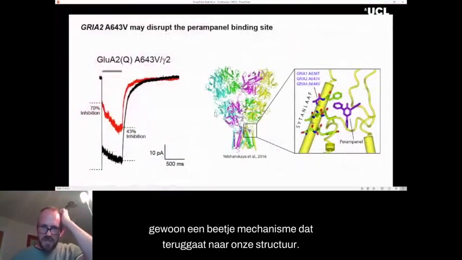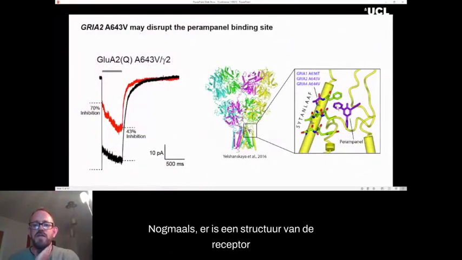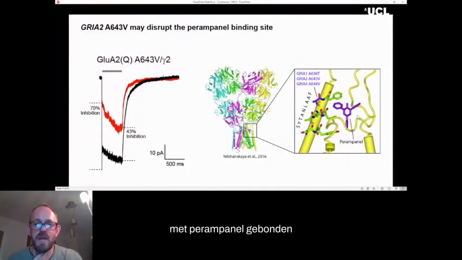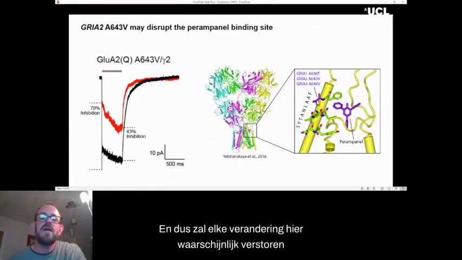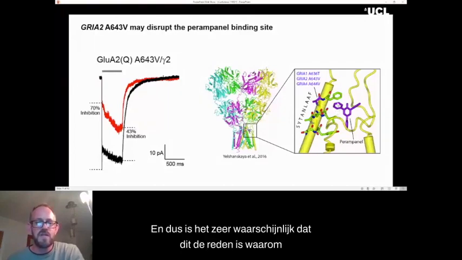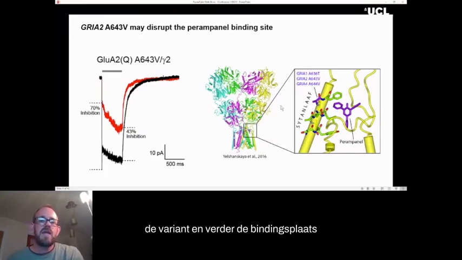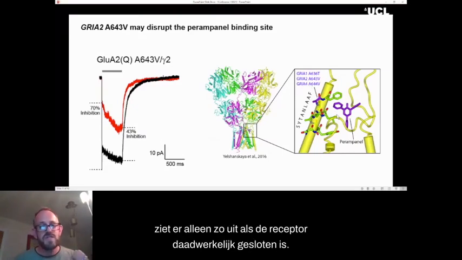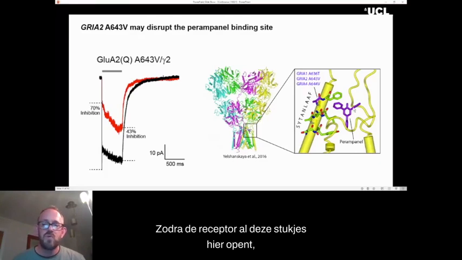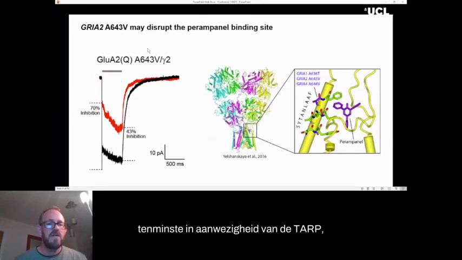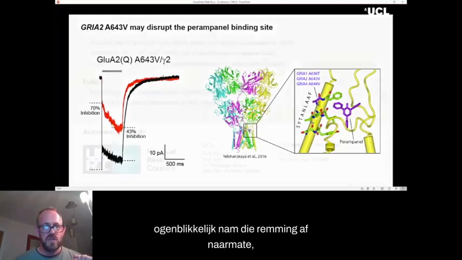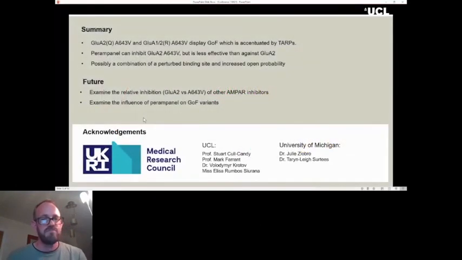Okay, and then finally, just a bit of mechanism. Going back to our structure again, there's a structure of the receptor with perampanel bound, and the site of the variant was immediately adjacent to this perampanel, and so any change here is likely to disrupt the perampanel binding site. And so it's very likely that this is the reason why perampanel was less effective against the variant. And further, the binding site only looks like this when the receptor is actually closed. As soon as the receptor opens, all of these bits around here move and perampanel will no longer bind. And that probably explains why, in the presence of the TARP at least, while there was a decent level of inhibition instantaneously, that inhibition decreased as time passed.